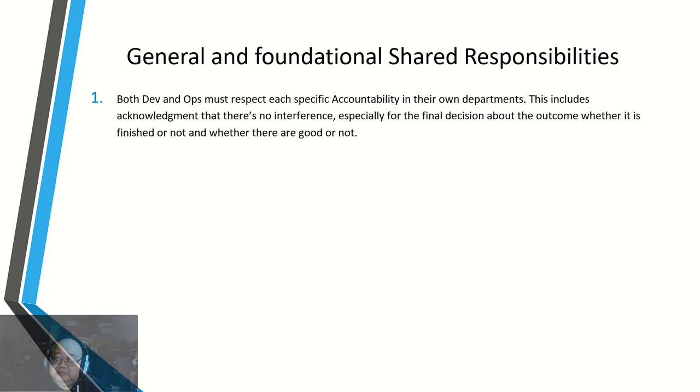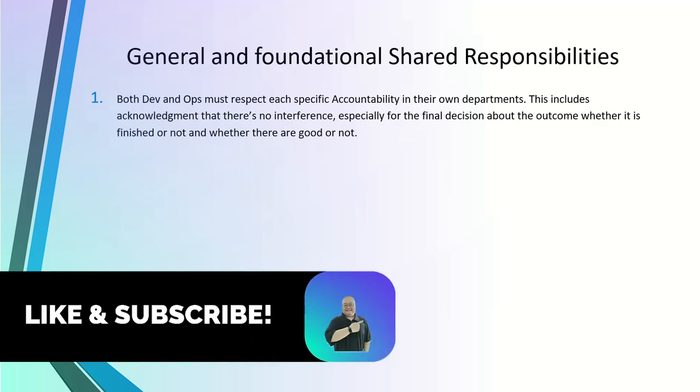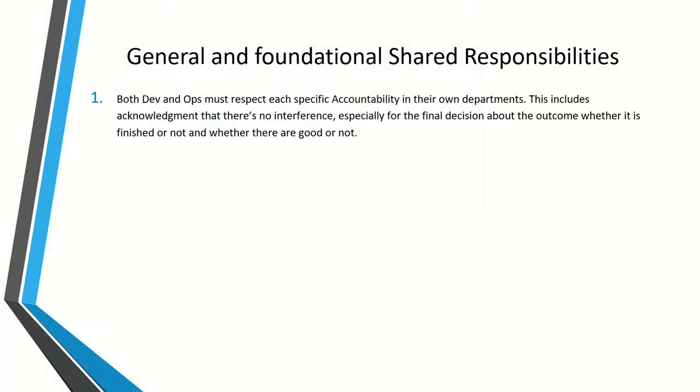First, both dev and ops must respect each specific accountability in their own departments. I have discussed the details of many kinds of accountability, either inside dev or ops. I've used the RASI matrix for this one, and I hope that also brings a lot of useful information. These include acknowledgement that there's no interference, especially for the final decision about the outcome, whether it is finished or not, and whether it is good or not.